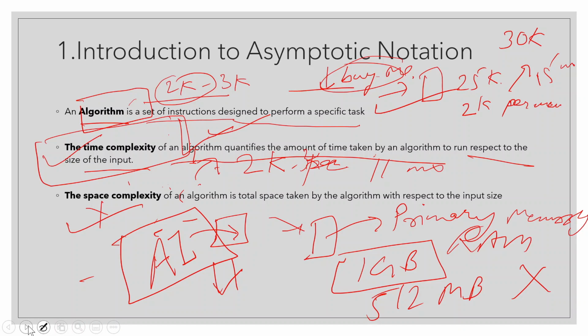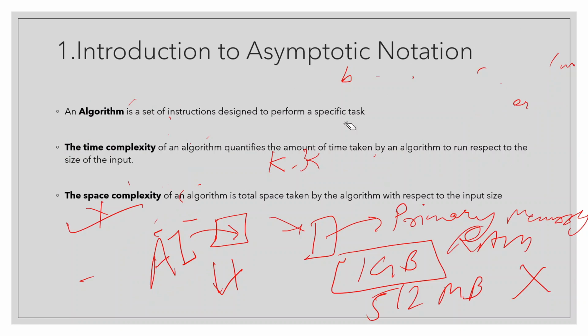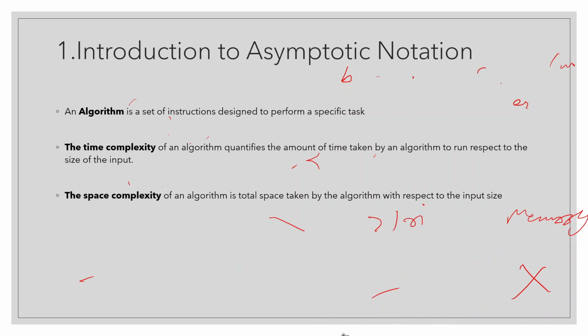So as we see, we understand what is algorithm, time complexity and space complexity. Now in the next slide we see what is the actual meaning of asymptotic notation.